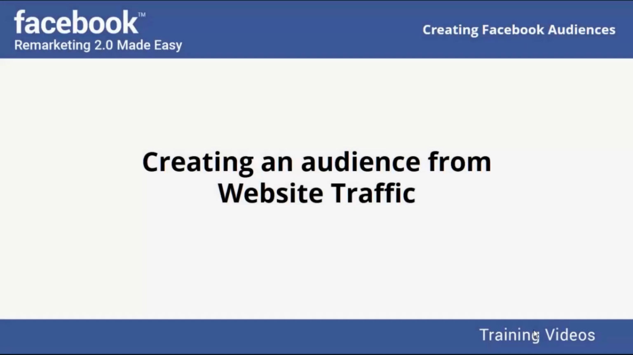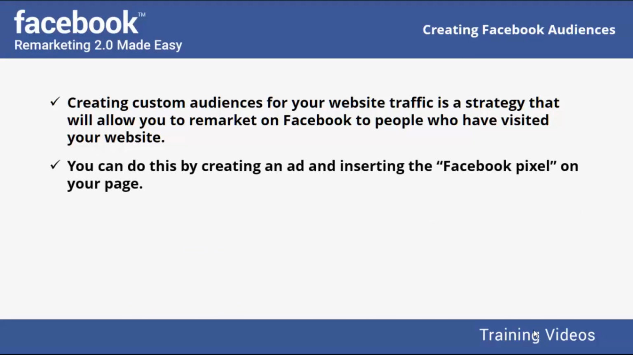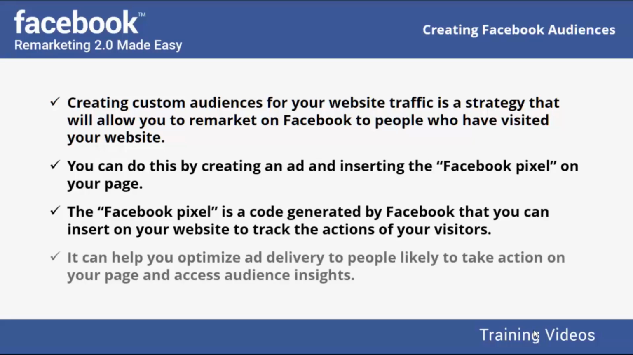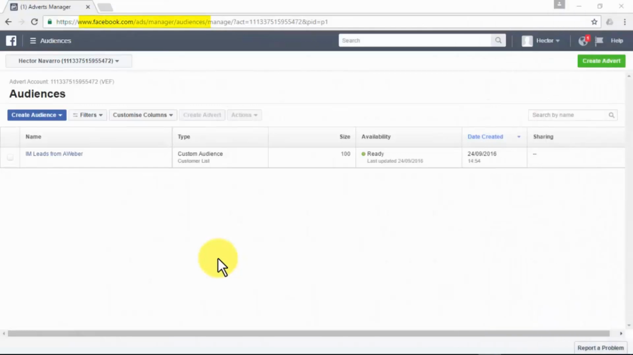Creating an audience from website traffic. Creating custom audiences for your website traffic is a strategy that will allow you to remarket on Facebook to people who have visited your website. You can do this by creating an ad and inserting the Facebook pixel on your page. The Facebook pixel is a code generated by Facebook that you can insert on your website to track the actions of your visitors. It can help you optimize ad delivery to people likely to take action on your page and access audience insights.